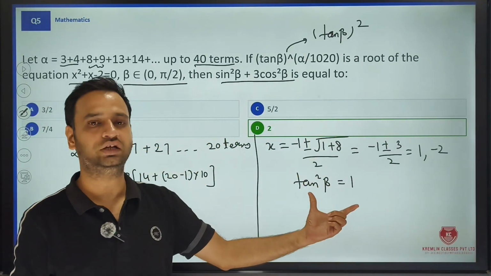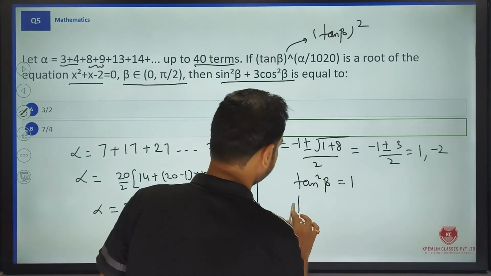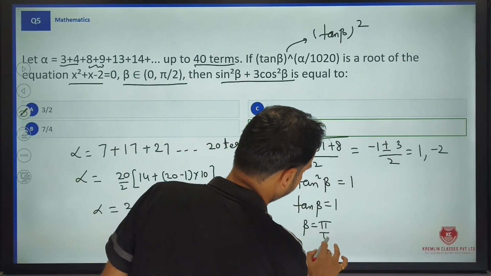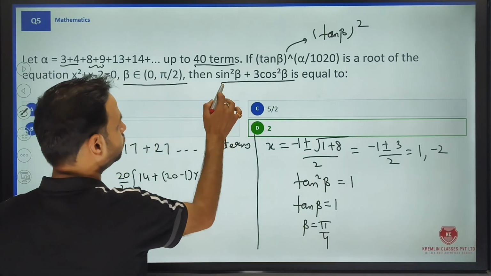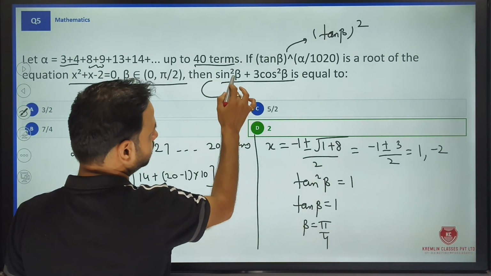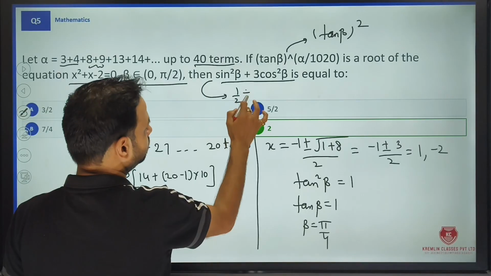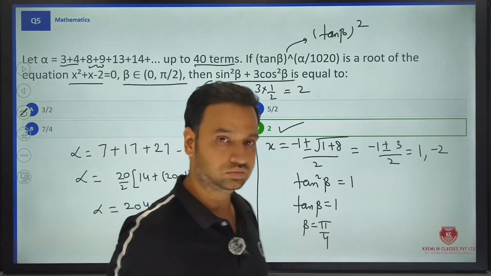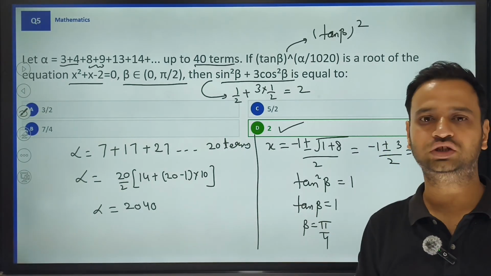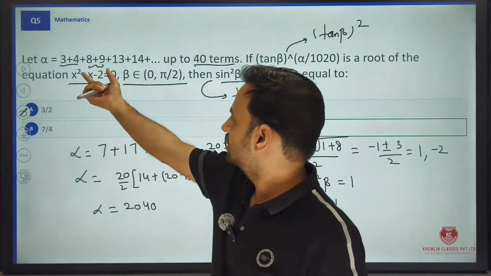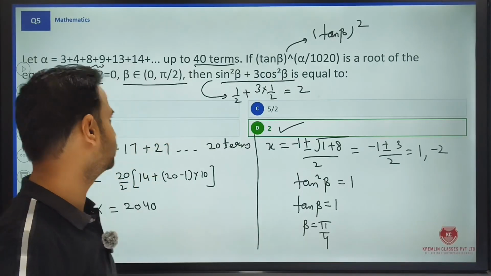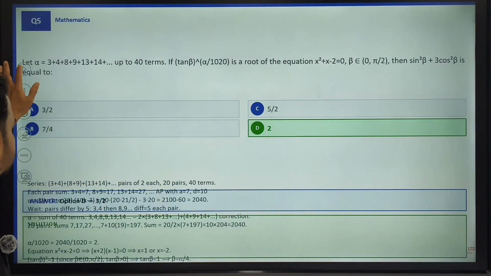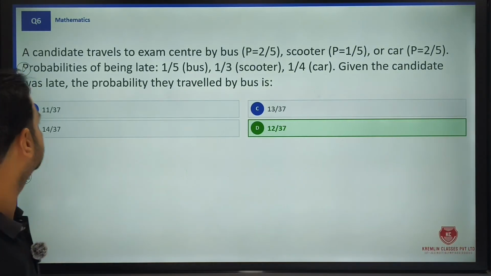The condition is given that this is the root. So 10 beta equals to 1, beta equals to pi by 4. So when you put beta equals to pi by 4, this will be sin square 45, 1 by 2 plus 3 into 1 by 2. So answer will be 2. See, the question was also easy again. The main problem was here in the pattern, which we have to observe. Otherwise the question was easy. Let us see. Yeah, answer is 2.